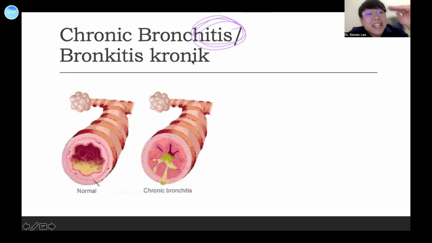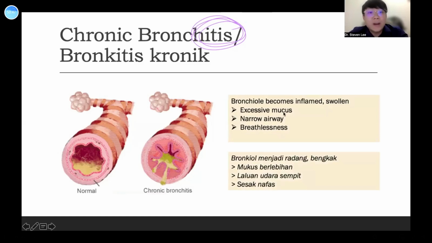So chronic bronchitis is characterized by very thick mucus secretion. The key word actually is excessive mucus. So whatever you inhale, can be the smoke, can be whatever, okay, it causes the airway to be very inflamed, and you can see the mucus actually meleleh. Right, so this is chronic bronchitis where you have inflamed bronchial, radang dan bengkak, mucus berlebihan, laluan udara sempit, and you get sesak nafas as well.